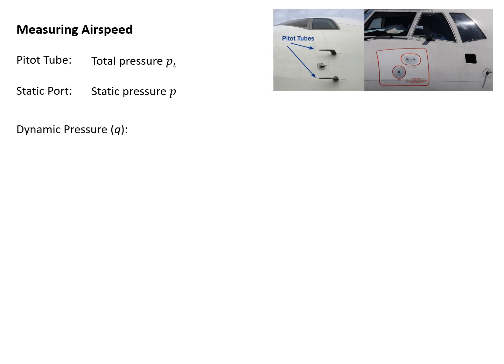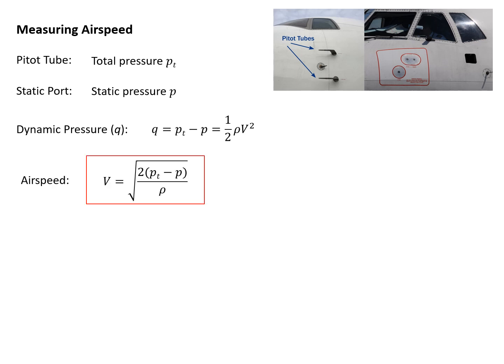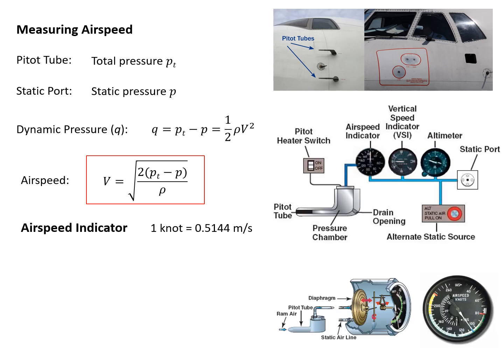So now we can define the dynamic pressure. Actually, it has been discussed in the aerodynamics module. The dynamic pressure is the difference between the total pressure and the static pressure. And also from aerodynamics, we know the dynamic pressure equals half rho V square, where V square is airspeed square. So then the airspeed equals the square root of 2 times the dynamic pressure divided by the density. Remember, this is the density at the altitude where the aircraft is flying.